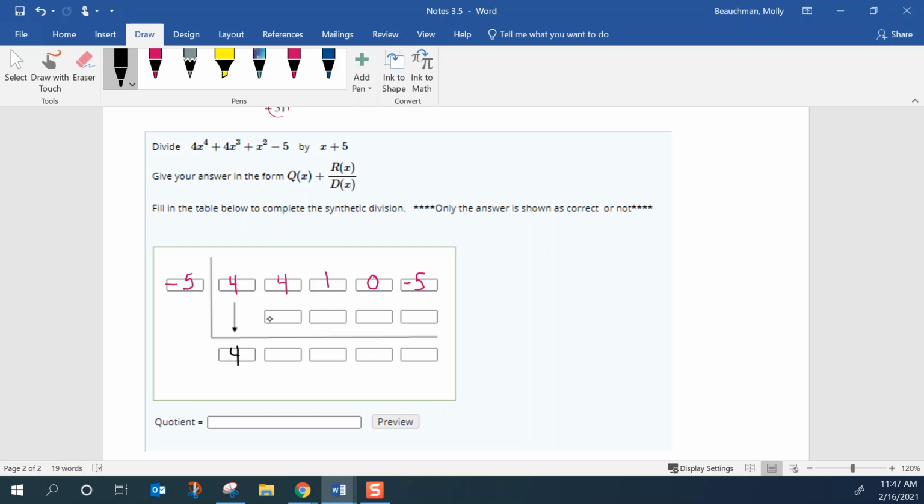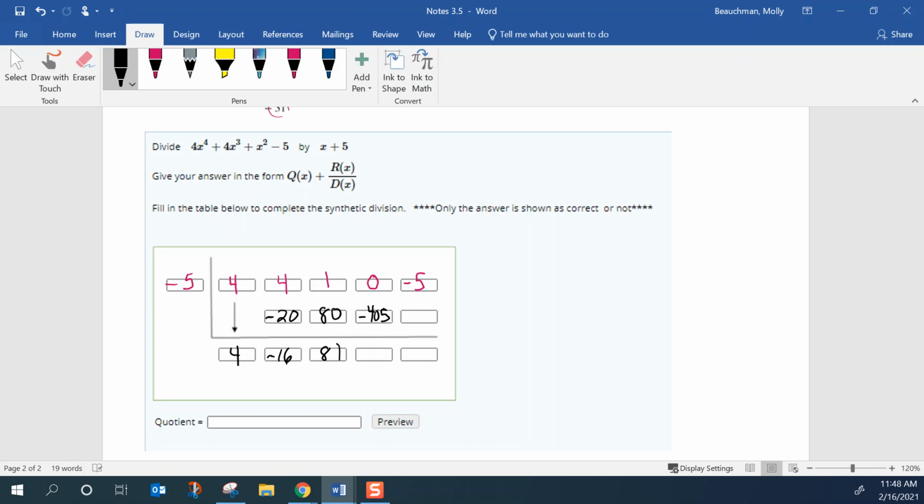Then take 4 times negative 5, which is negative 20. Add these together, we get negative 16. Negative 16 times negative 5, I think is positive 80. Let me get my calculator. Yep, that's positive 80. 1 plus 80 is 81. 81 times negative 5 is negative 405.